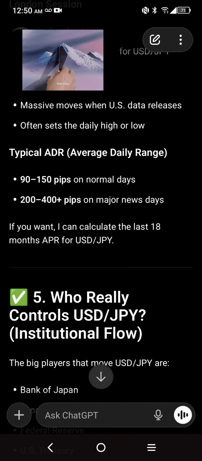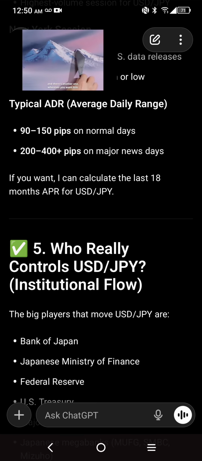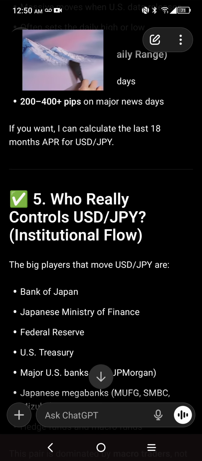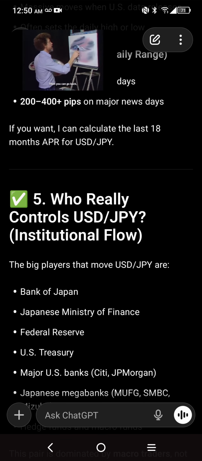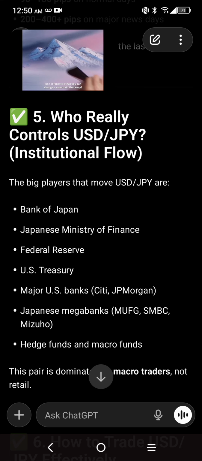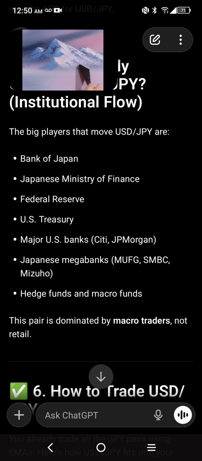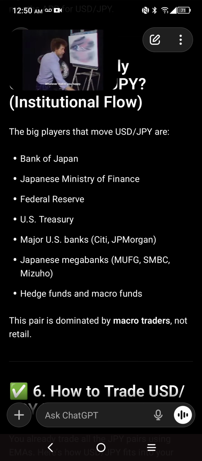Let's go on to number 5. Who really controls USD/JPY institutional flow? Okay, the big players that move USD/JPY are the BOJ, the Japanese Ministry of Finance, the Federal Reserve, the U.S. Treasury, major U.S. banks such as Citi and J.P. Morgan, Japanese mega banks, MUFG, SMBC Capital, Mizuho, hedge funds, and macro funds. This pair is dominated by macro traders, not retail.